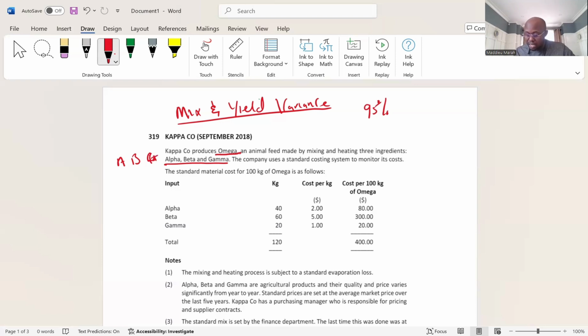The company uses a standard costing system to monitor its cost. The standard material cost for 100 kg of omega is as follows. Take note, this is a tricky part. So we are given a standard cost, but for how much? For 100 kg. Now, these are our standard figures.